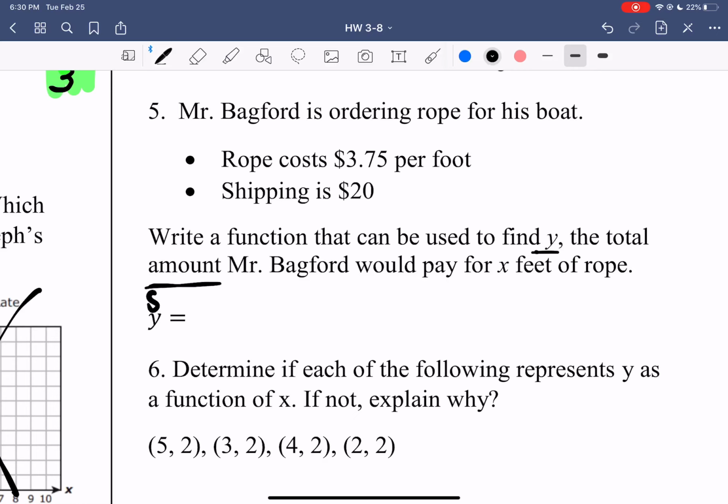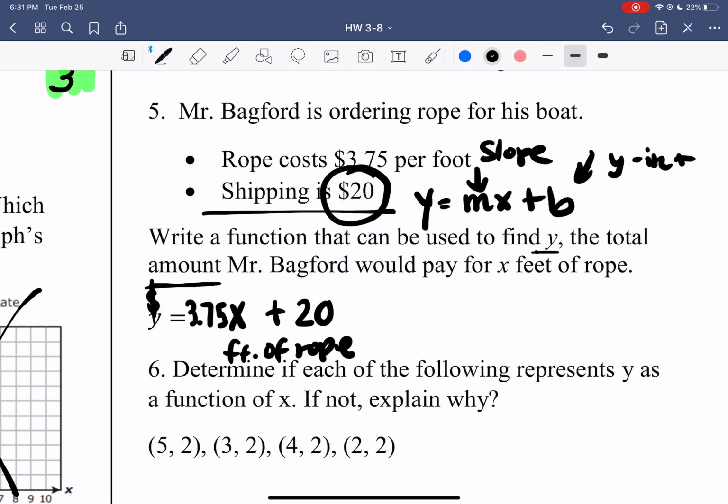So y is going to equal our cost, and x is going to equal our feet of rope. So if we have an equation, y equals mx plus b, m is going to be our slope, and b is going to be our y-intercept. The y-intercept is never going to change, so we have our constant, that $20 is going to stay the same, but the $3.75 is going to change based on the amount that he buys, the number of feet.